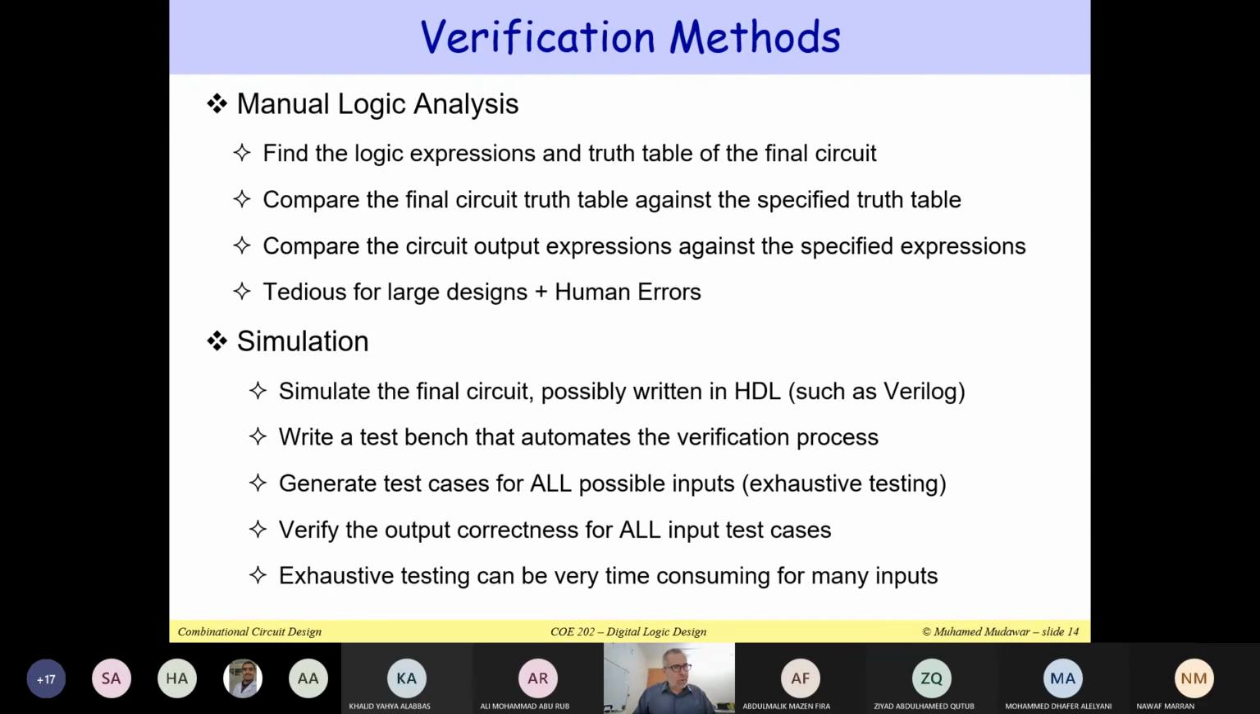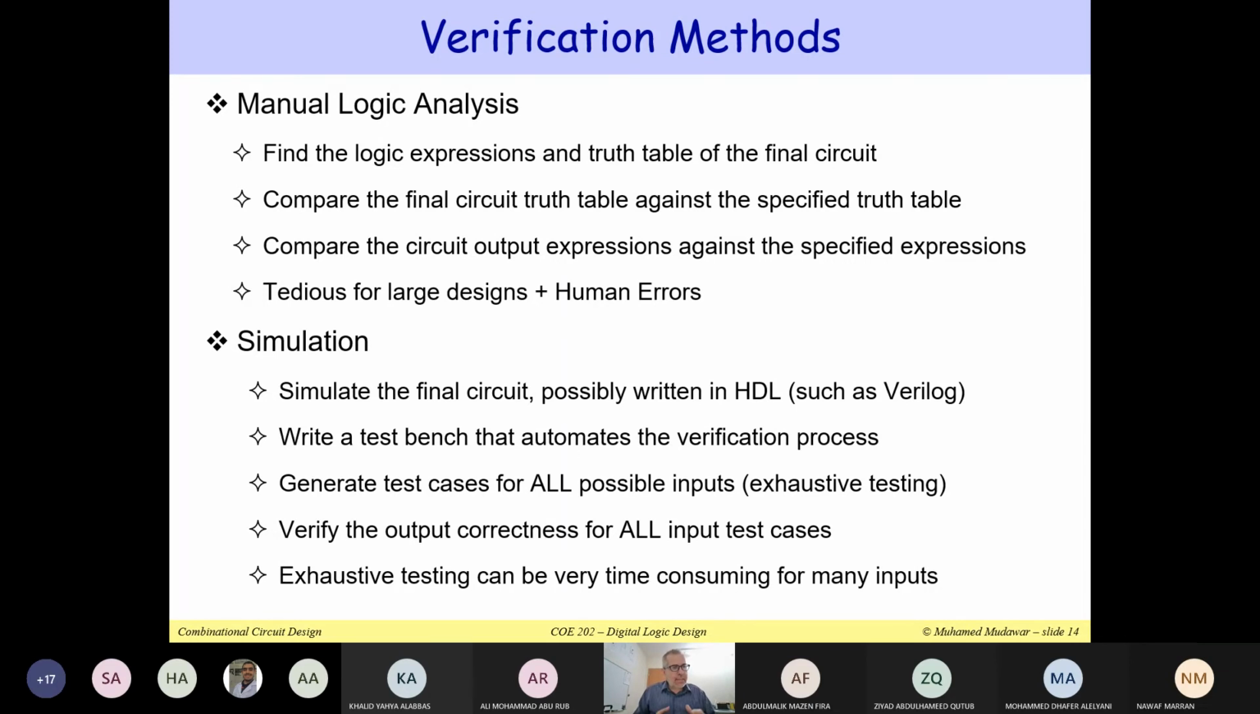This is easy when you are dealing with a small design. Relatively speaking, this is a small design. It's not a large design. But it becomes tedious if you are dealing with large combinational circuits. It becomes very tedious, and humans can make errors. So for this reason, we go to simulation.